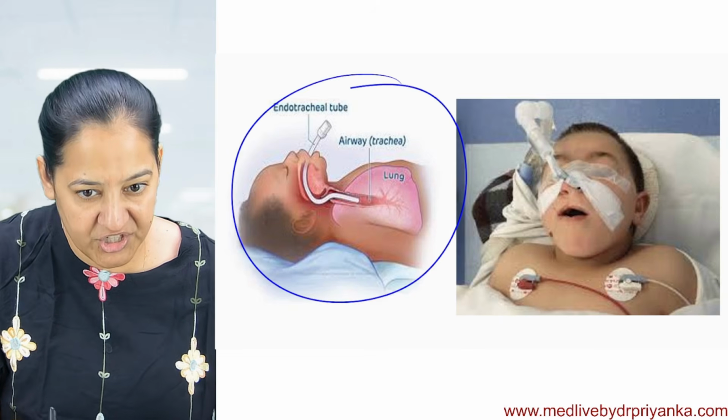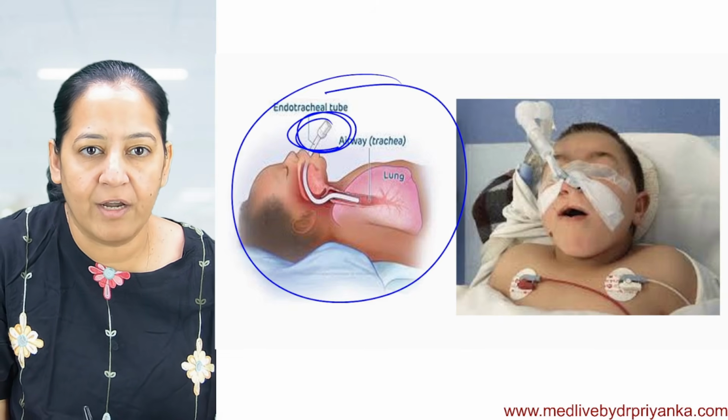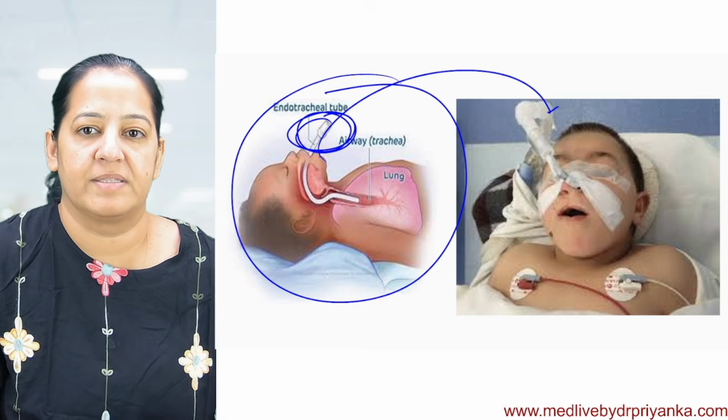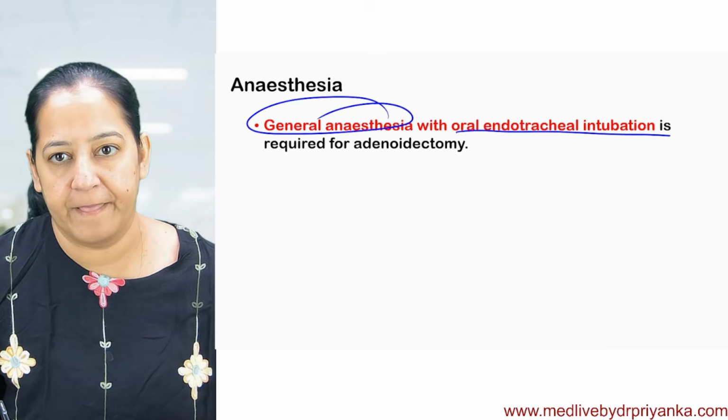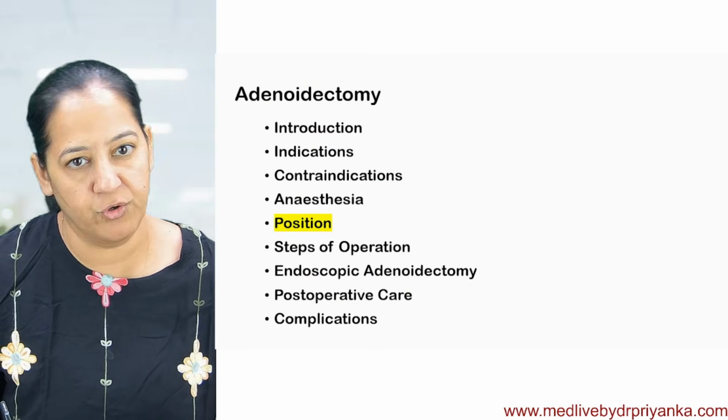You can see the child is under GA, and you can see the oral endotracheal tube intubation. The same you can see here. The child is under GA, and the oral endotracheal tube insertion is there. So this is how we have to do the surgery.